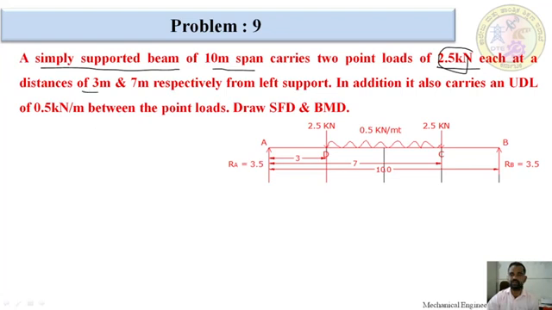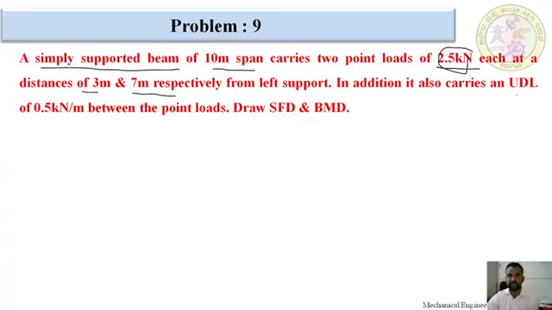3 meter having 2.5 kN of each magnitude, and 7 meter also we are having same magnitude from left support. In addition to this, it also carries UDL of 0.5 kN per meter between 2 point loads. Okay, draw SFD. First, simply I will draw.